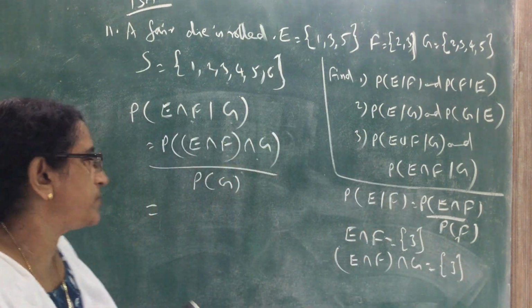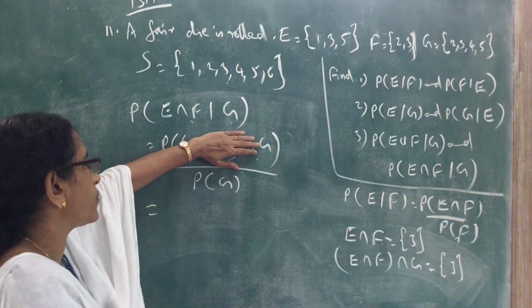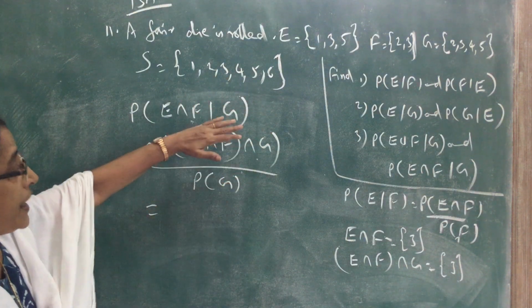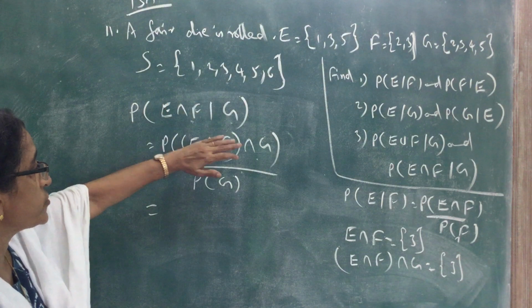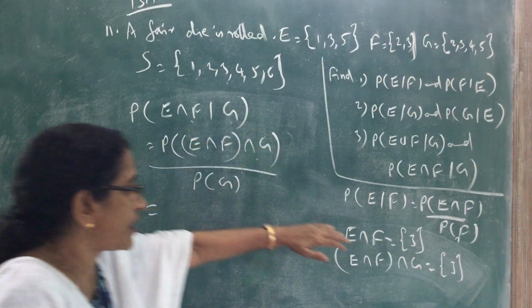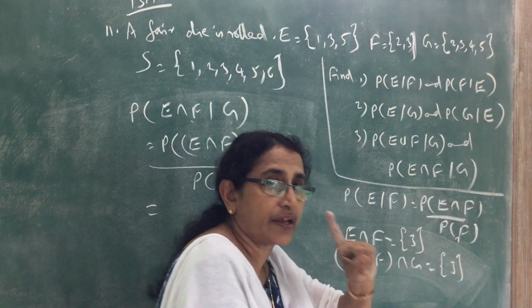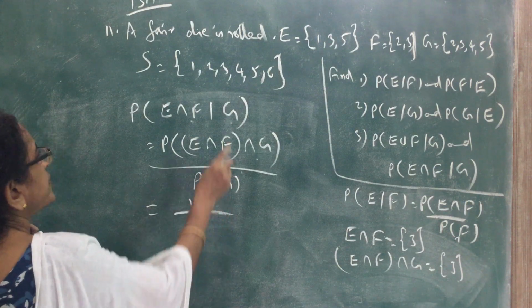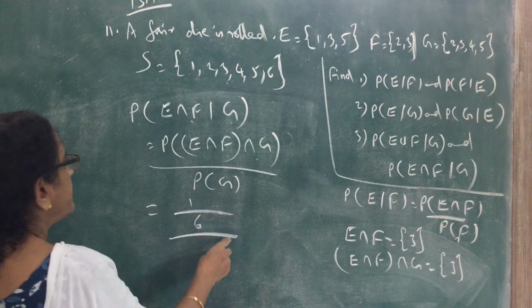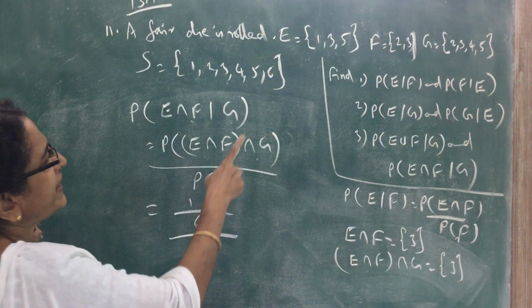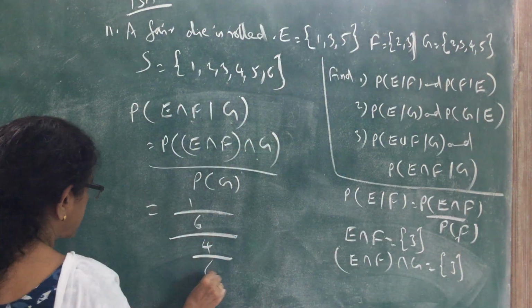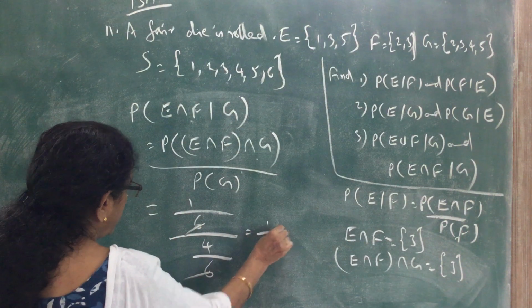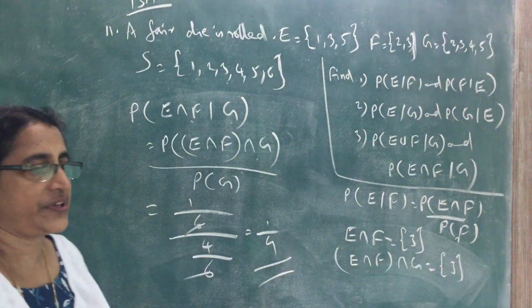Now we can write the probability. The probability of this event is the number of elements in this set divided by the total number of sample points. What is the number of elements in this set? Only one element, so 1 divided by the total number of sample points, 6. Now P(G): how many elements in G? 4, divided by 6. So the 6 cancels, and we get 1 by 4. So 1 by 4 is the probability.